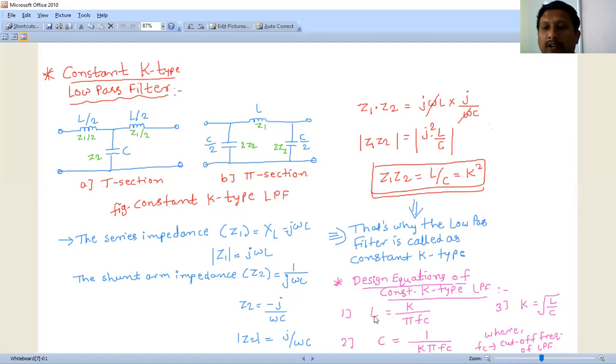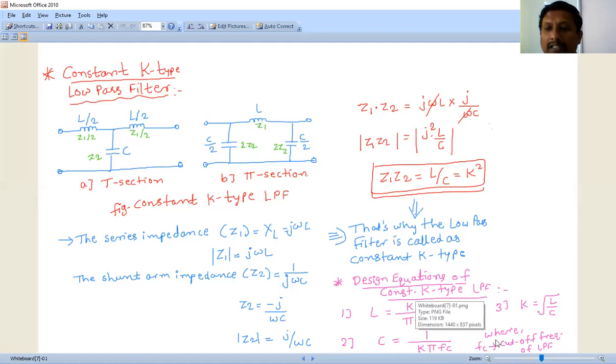For inductors, the K value is in the numerator, and for capacitors, the K value is in the denominator. That you can remember, that is another logic. इंडक्टरच्या फॉर्म्युलामध्ये के न्यूमरेटरला असणार आणि कॅपॅसिटरच्या फॉर्म्युलामध्ये के डिनॉमिनेटरला असणार. Here K is nothing but the load impedance, characteristic impedance, and so on.